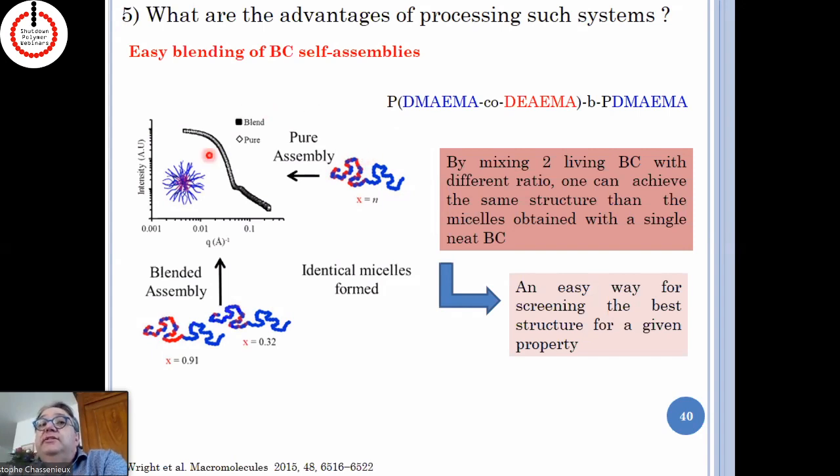Why is it so? It's because you have thermodynamic equilibrium. So here you can save a lot of time, because if you have two block copolymers with different composition, just by mixing them, you can achieve all the compositions in between. You can then target one property, and you can optimize the structure of the polymer just by mixing two of them.